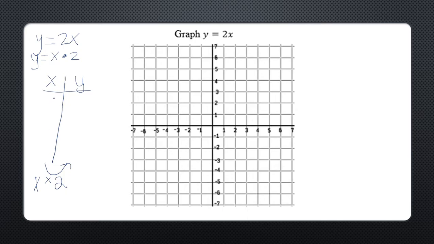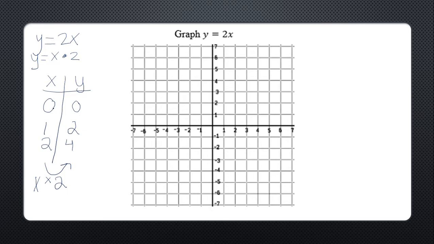So if my x is 0, in order for me to get to the y, I have to multiply 0 times 2. Well, 0 times 2 is 0, right? Next, I have to multiply any number that I pick. So in this case, I'm going to pick 1. If I multiply 1 times 2, that's going to give me 2. And then what if I pick 2? If I multiply 2 times 2, that's going to give me 4.